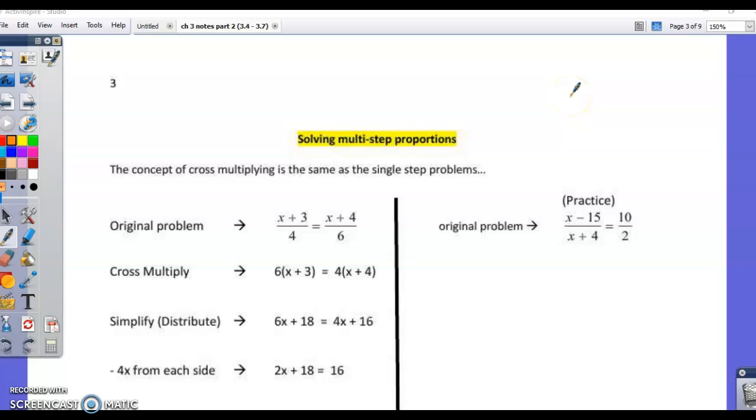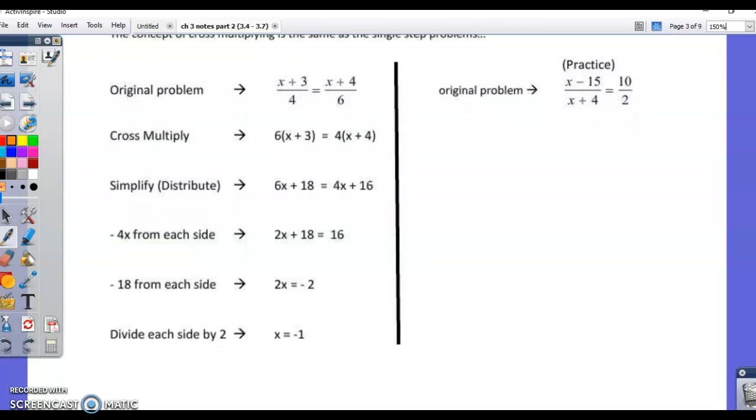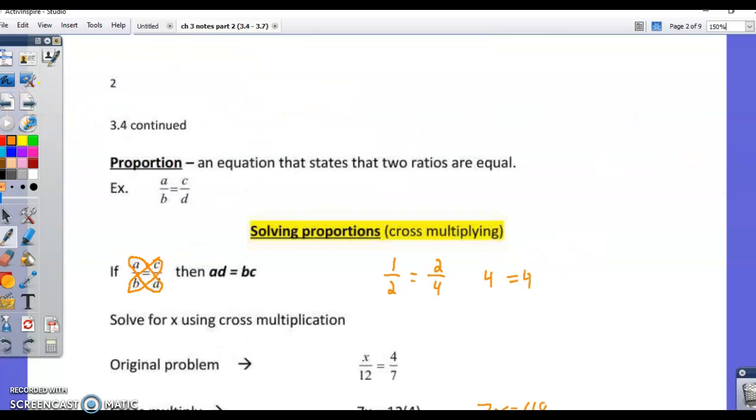Continuing on with the proportion segment of the notes, you may see multi-step problems when we're solving for proportions, but we can cross multiply and it's the same concept. So this is about as involved as it would get in setting up this problem. You can see in the original problem I do it step by step, so we're still cross multiplying like we did in the previous section.